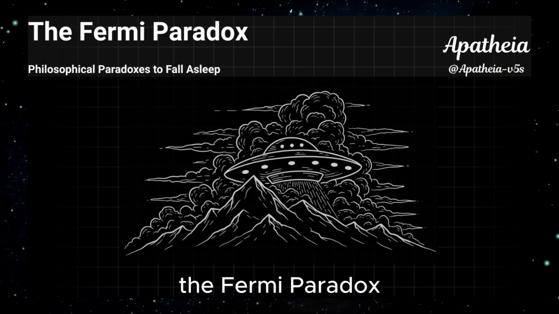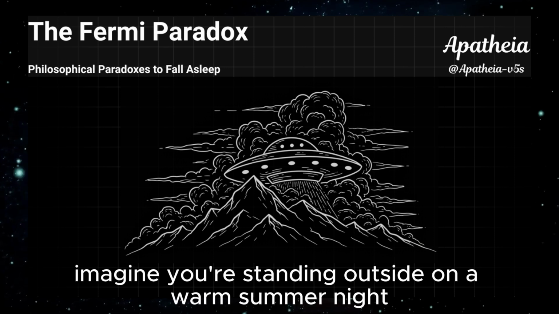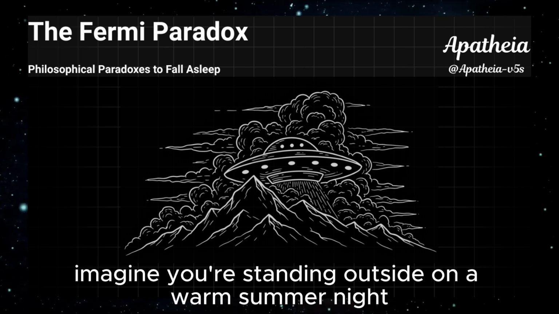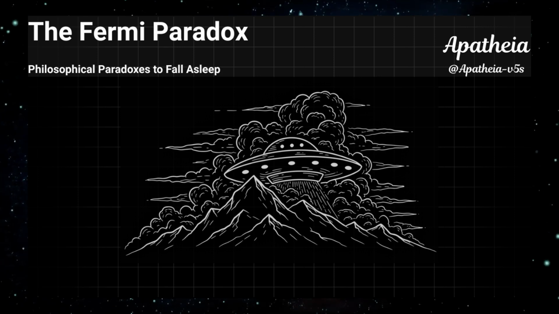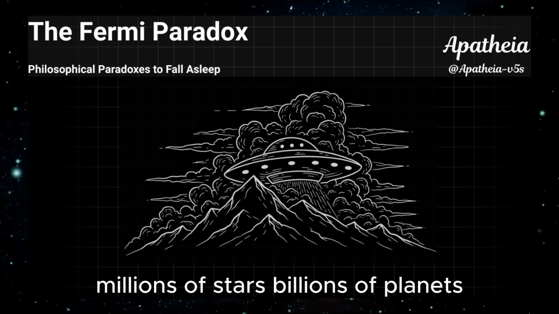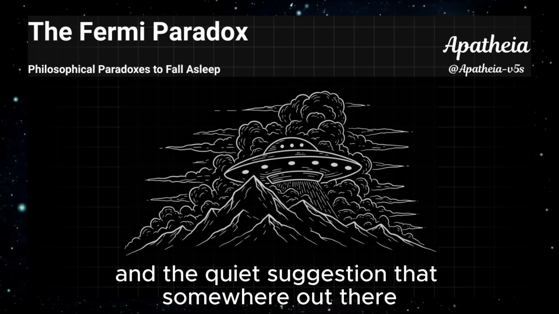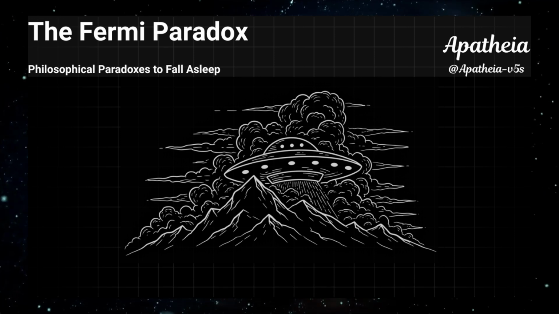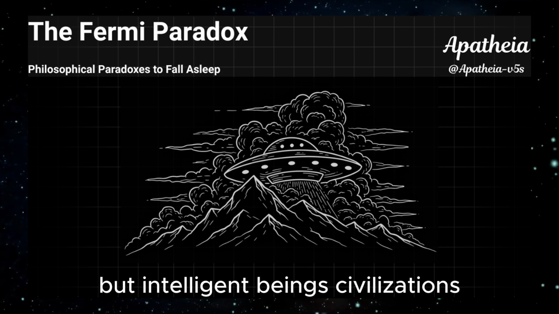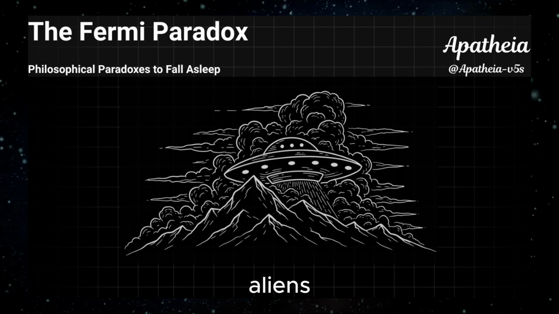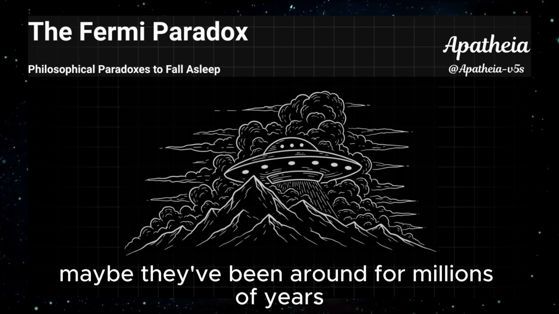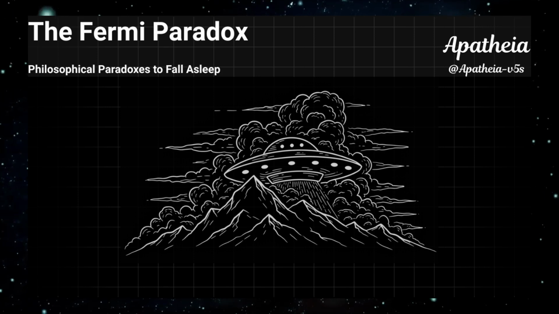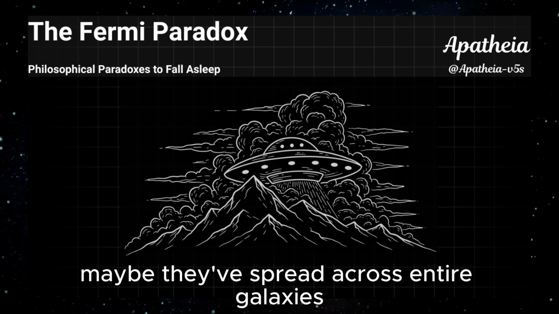The Fermi Paradox. Imagine you're standing outside on a warm summer night, looking up at the stars. Above you stretches the vastness of the universe. Millions of stars, billions of planets, and the quiet suggestion that somewhere out there life must exist. Not just microbes or algae, but intelligent beings, civilizations, aliens, advanced life forms with technology far beyond our own. Maybe they've been around for millions of years. Maybe they've spread across entire galaxies.